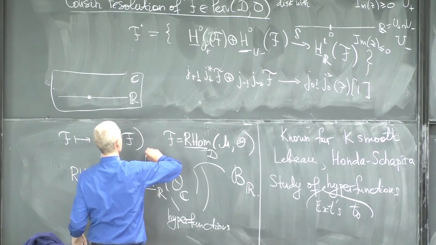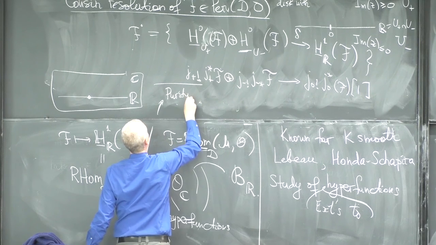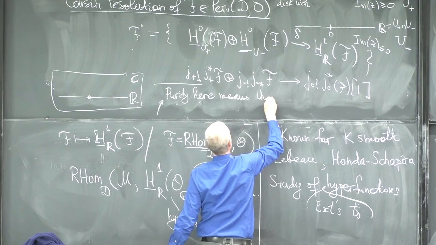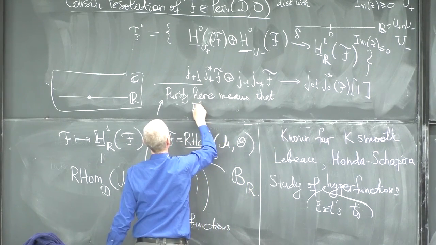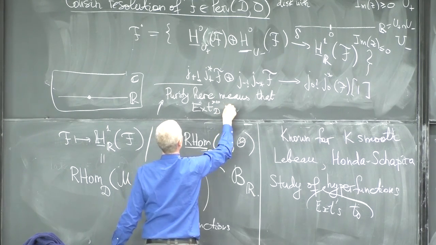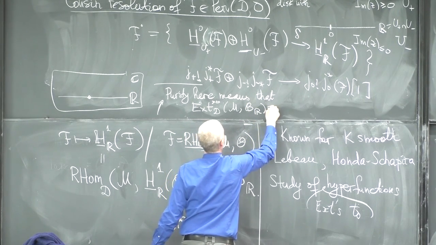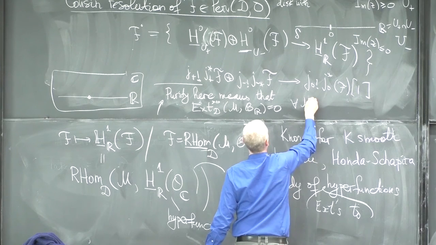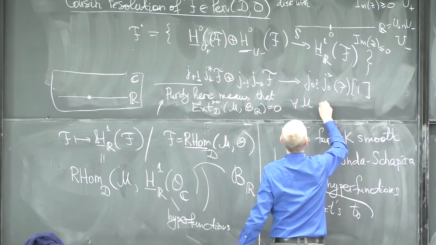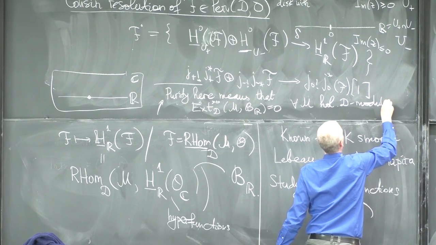So our statement, purity, means that Ext greater than 0 over D from M to B_R equals 0 for every M. Now here, actually it is true for any holonomic D-module on C.